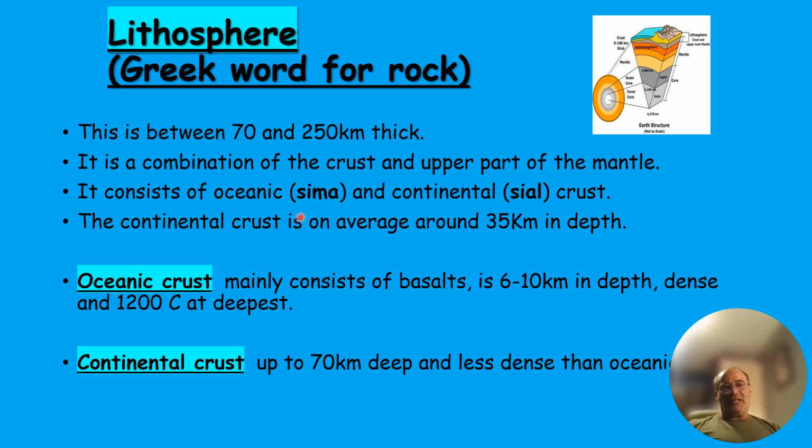So oceanic, you're saying it's comprised of mostly silica and magnesium, and continental crust, silica and aluminium. And there are some other classifications of that you can look at. The continental crust on average is around about 35 kilometers thick. Remember, that's not including the upper part of the mantle, so that's really zoning in on that particular bit. And that's an average.